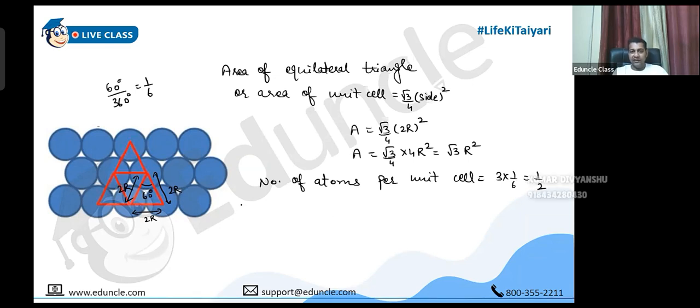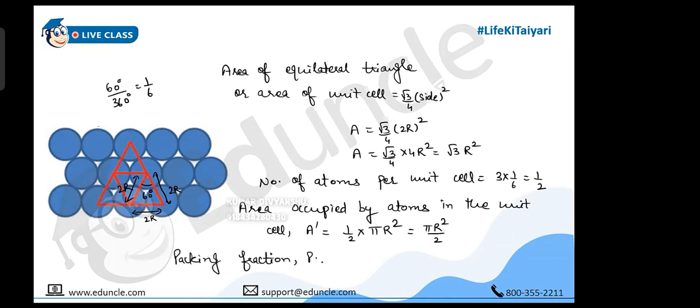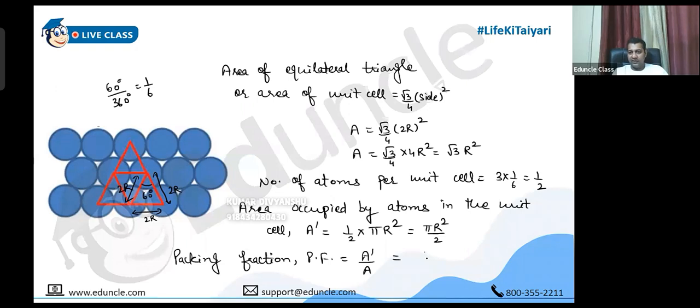So let's call this area. So area occupied by atoms in the unit cell. This is A dash and it will be half into pi R square, because these are disks of radius R. Okay. Clear? Clear or not? Yes, sir. So now packing fraction will be A dash by A, now please check. So it will be pi by 2 root 3.